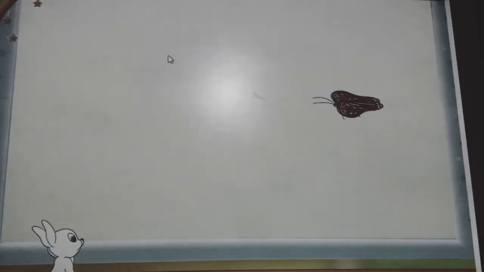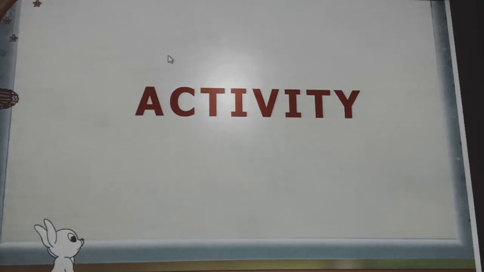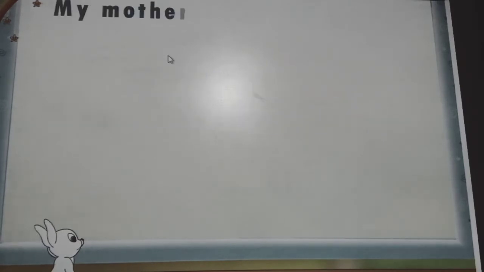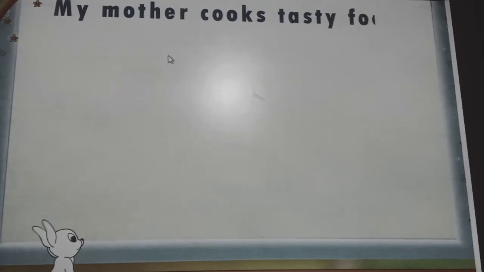Now let us do another activity, people. Are you ready? Good. Underline the nouns in these sentences. The first sentence is, my mother cooks tasty food. This sentence has two nouns, mother and food.